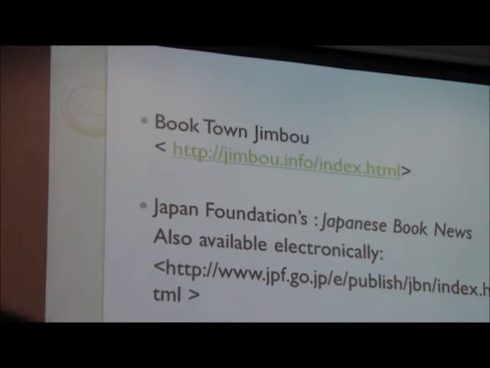Also, the Japan Foundation sends us Japanese Book News. It is also electronically available, and the good part is this one has reviews of the books. It's not necessary for academic libraries, but still, sometimes from the title you can't really judge whether this is a good book for your library or not. But a book review helps, so I put this on. Also, it is sent by the Japan Foundation, so you don't need to make an effort to get it.